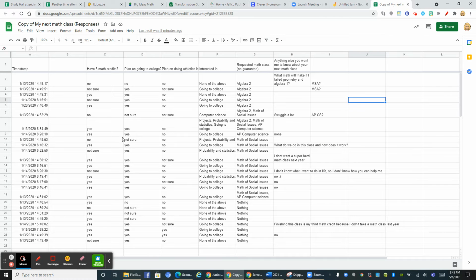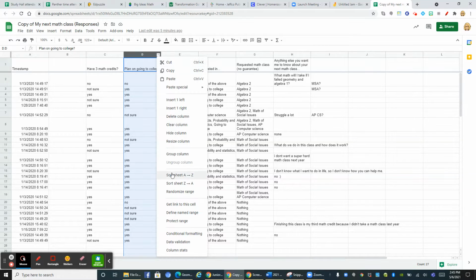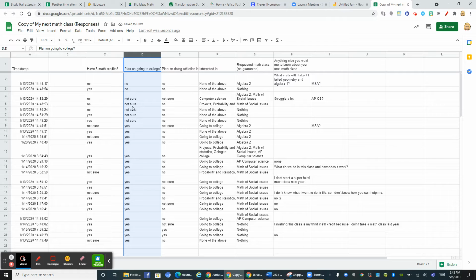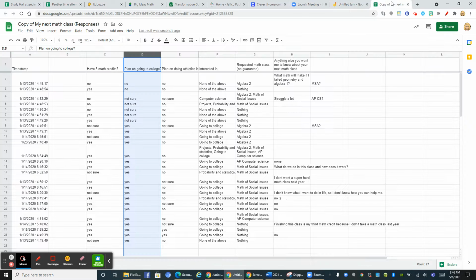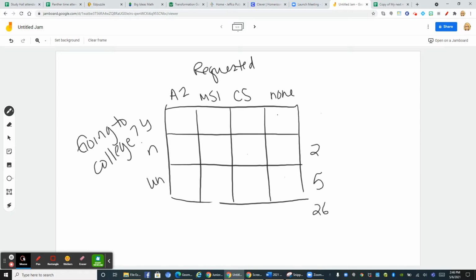So the first thing we're going to do is sort. If you hover over this D, an arrow will appear, and you can tell it to sort. So now I can do my totals columns with this. I've got two people who answered no on planning to go to college, two for no going to college, and I have 26 total respondents. Then I have 5 who are not sure. And then I have 19 who said yes, I did double check that.